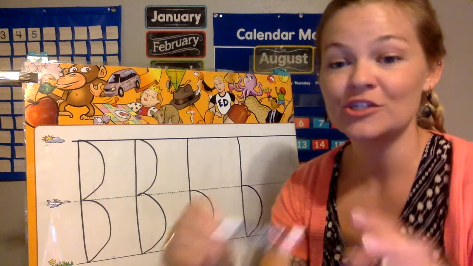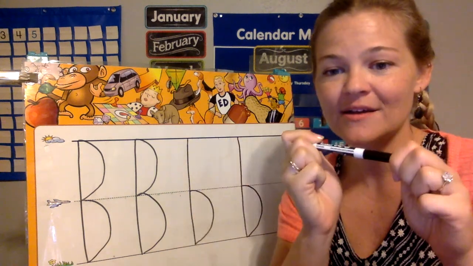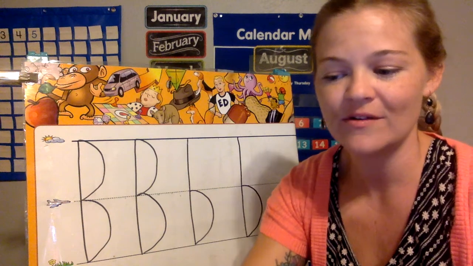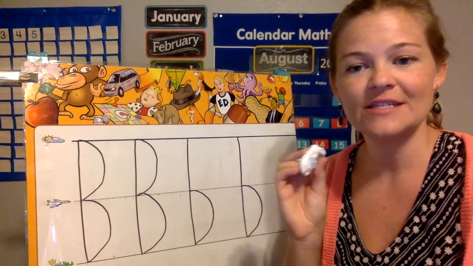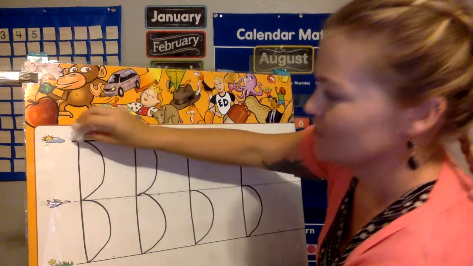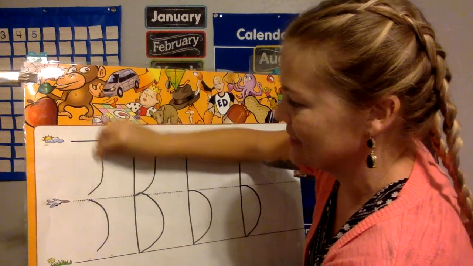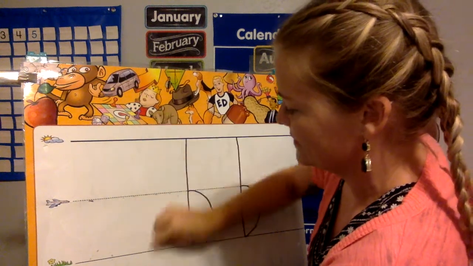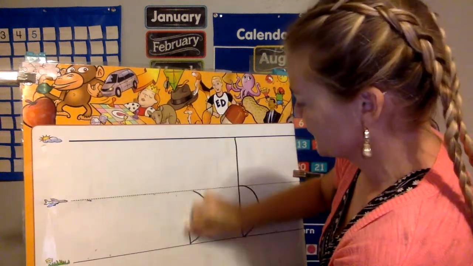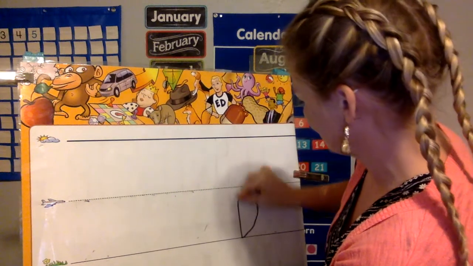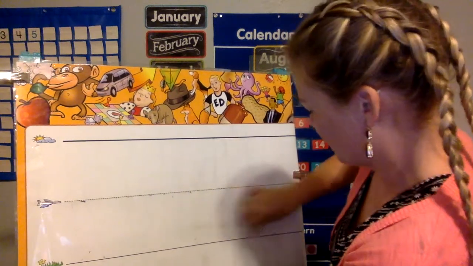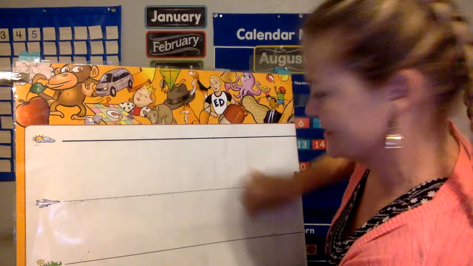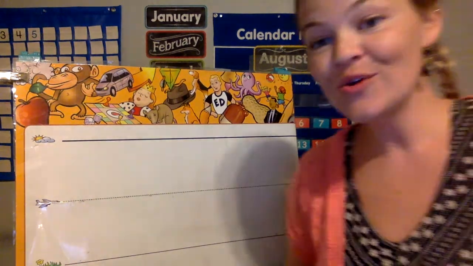All right, so make sure that your marker cap is back on nice and tight so it doesn't dry out. And you can get your little eraser or use your finger, and you can erase your uppercase B's and your lowercase b's. Make sure your board is all nice and clean for the next time we're ready to use it. And you are all done for the day. Make sure everything is put back where it belongs and you're all done.